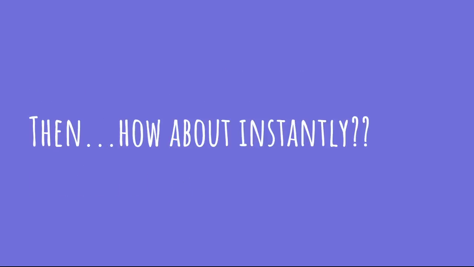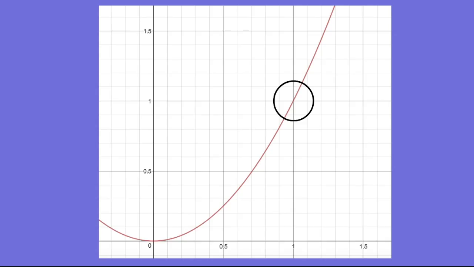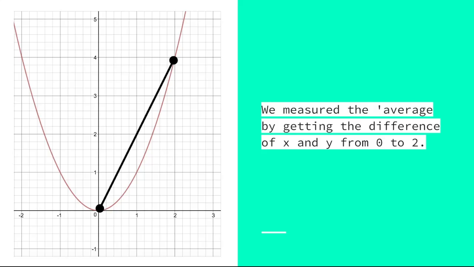Then, how about instantly at a certain point? Instantly, how much does it change? Let's say we're trying to find the instantaneous rate of change at the point 1 in this function. By the way, this function is a really simple function, y equals x squared, this whole graph, just to help you guys. So this is where the limits enter.